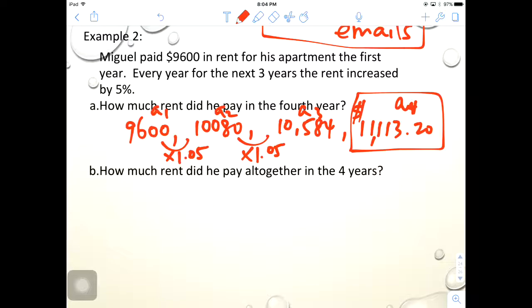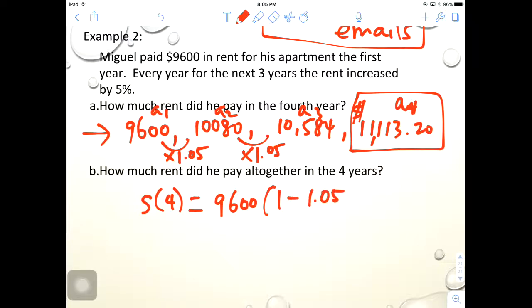How much rent did he pay altogether in 4 years? Well, we can probably get the answer a lot faster if we just end up adding all of these together. But just to make use of the formula that we have, you can look for S of 4, which is the initial value, 9600, times 1 minus the ratio, which is 1.05 to the fourth power, over 1 minus 1.05.